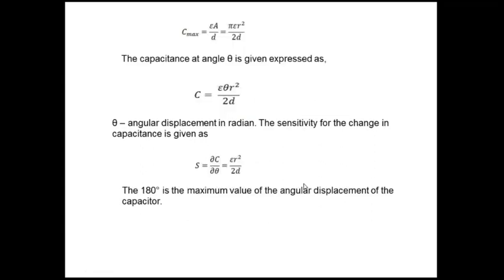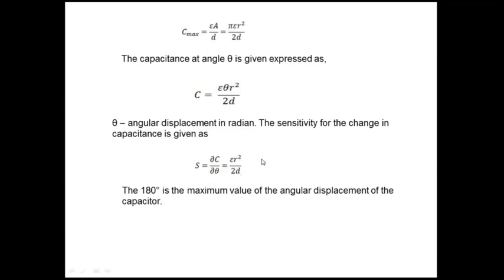This is circular motion, so therefore the area formula is pi r square by 2. Now C, in terms of angular displacement, you replace the pi with theta. Theta is nothing but the angular displacement. Now you find the sensitivity. S is equal to dou C divided by dou theta. So your answer is epsilon R square divided by 2T.